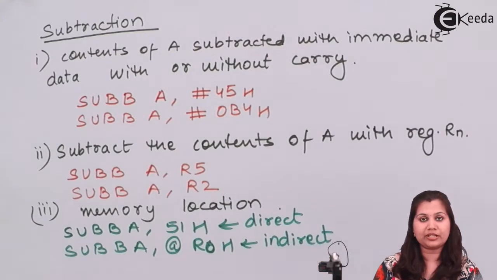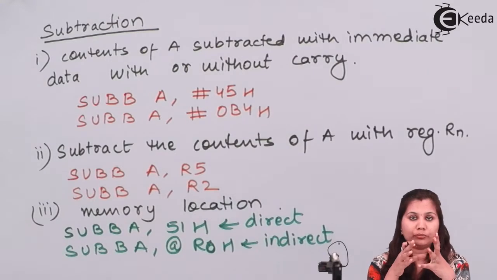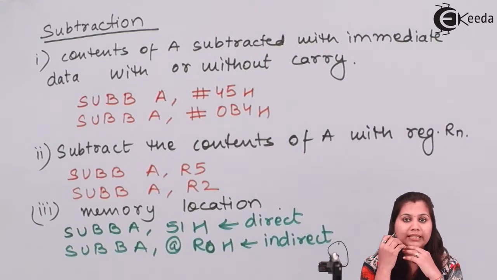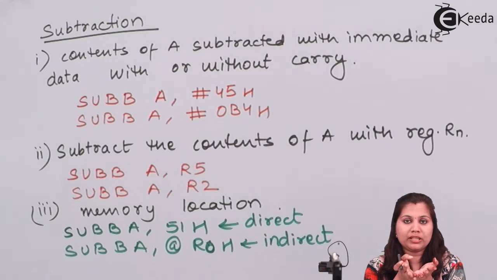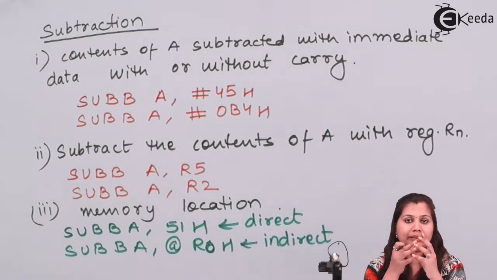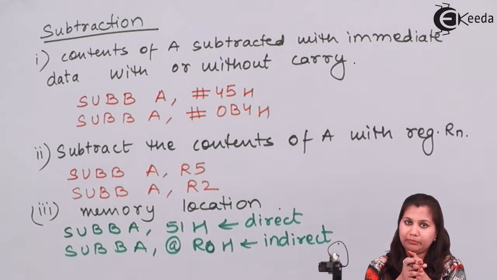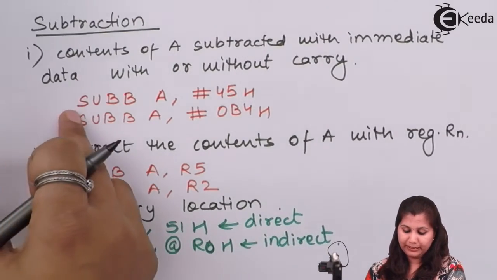So for both addition and subtraction, one of the operands will be in the accumulator, and we are using the carry flag also. With or without carry we can perform these two operations. And the other operand can be an immediate data, a register, or a memory location. Next arithmetic instructions are those which perform the multiplication.